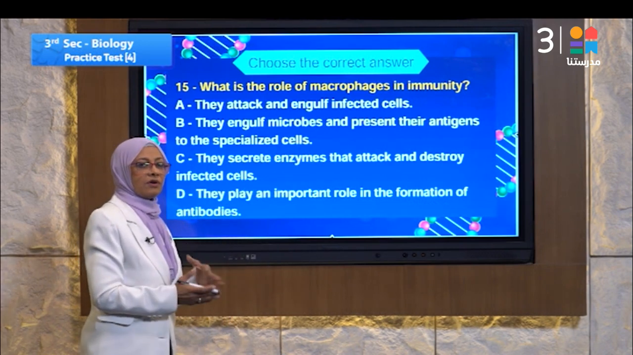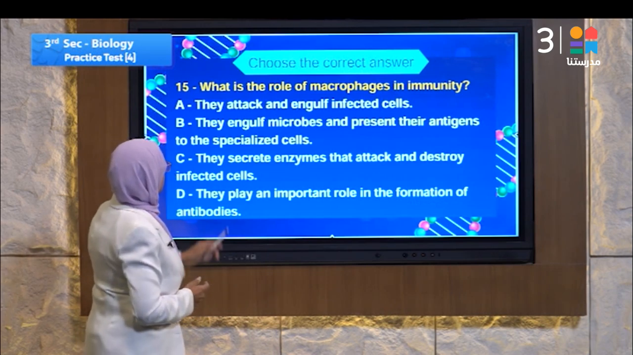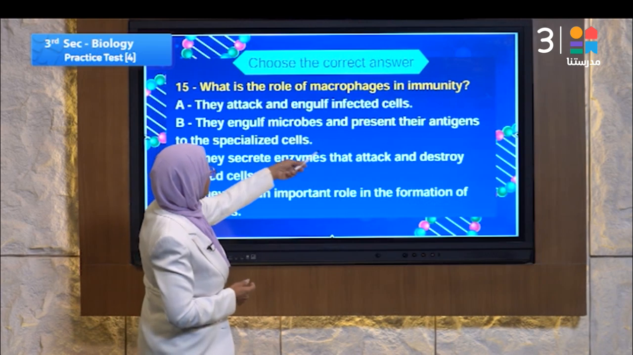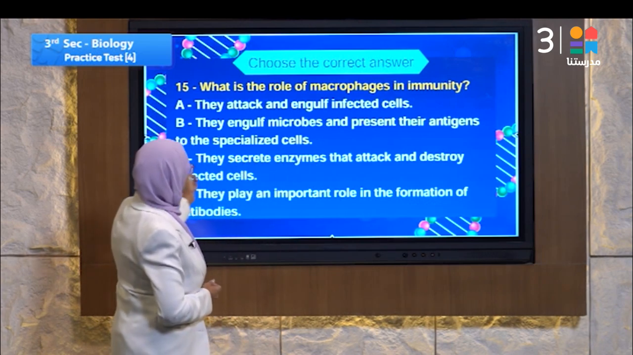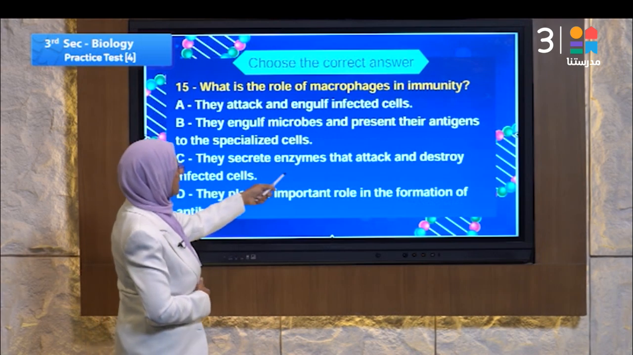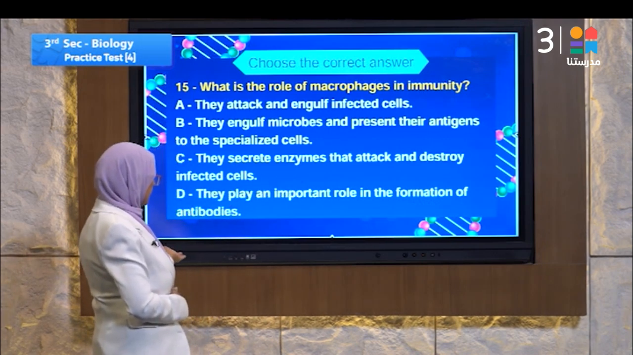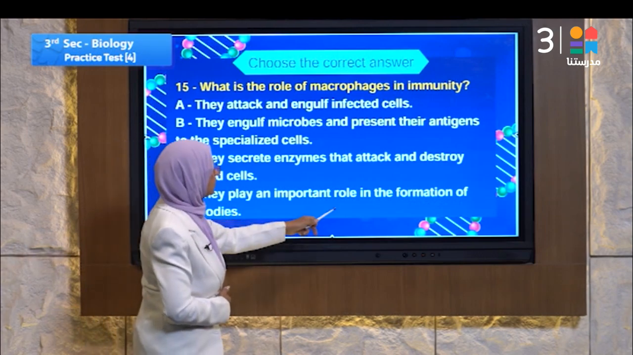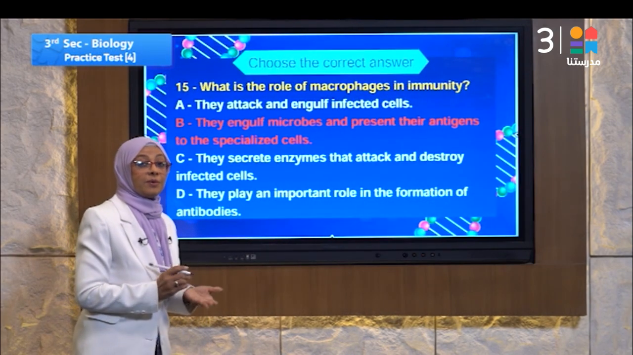Half of it is right, and half of it is not. B, they engulf microbes and present their antigen to specialized cells. C, they secrete enzymes that attack and destroy infected cells. D, they play an important role in the formation of antibodies. So the answer must be number B.